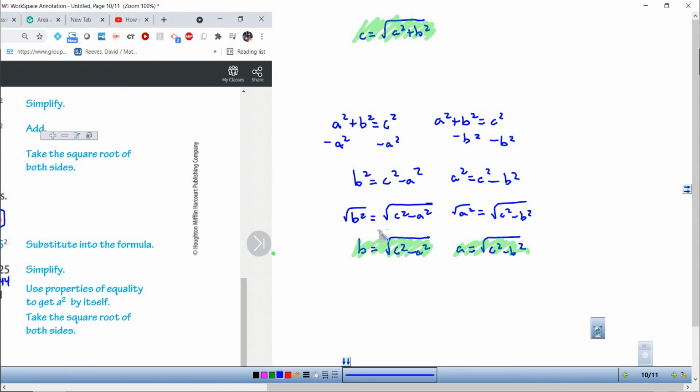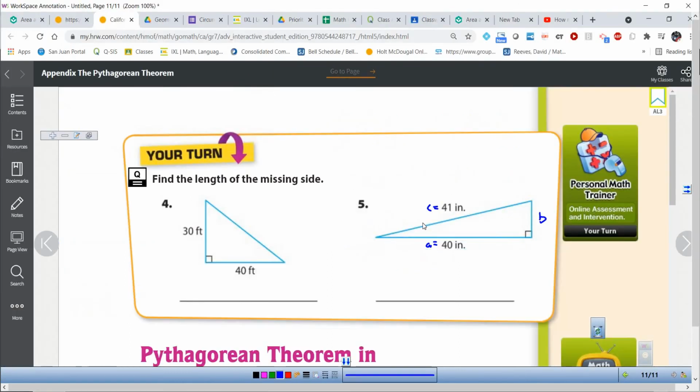If we're trying to find B, B is going to be the square root of C squared minus A squared. So B is what I'm trying to find. Remember, C is always my hypotenuse, so that's going to be 41 squared minus 40 squared.